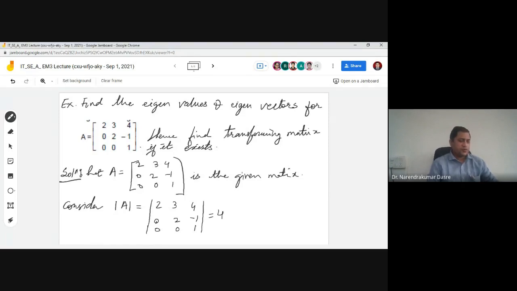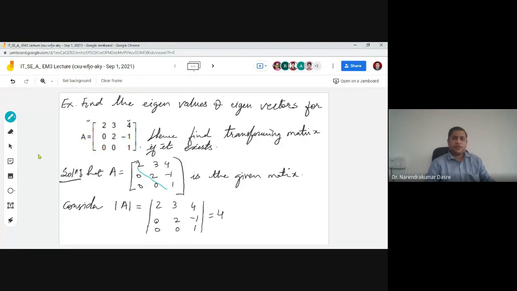But there is one more result that I have given you. Using that, within a second you can say what the eigenvalues are and why. See, this is an upper triangular matrix, and we know the eigenvalues of a triangular matrix are nothing but the diagonal elements. I have given this to you as a property of eigenvalues.